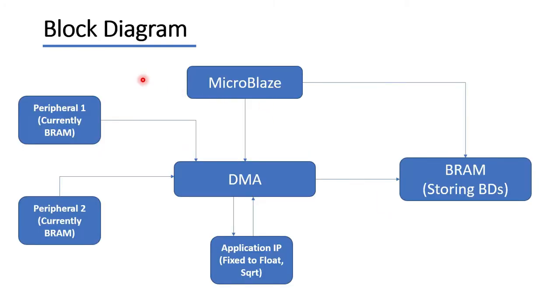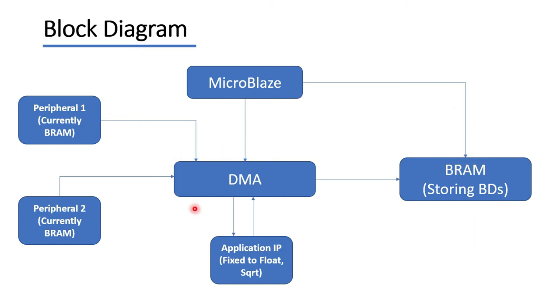Now let us look at the design which we have implemented in the Vivado block diagram. So we have our MicroBlaze, and we have the DMA which is configured in the scatter gather mode. As we mentioned, we require the BRAM or any storage element to store the BDs. Currently we don't have access to the DDR RAM, so that's why we are using the BRAM to store the information about the BD rings.